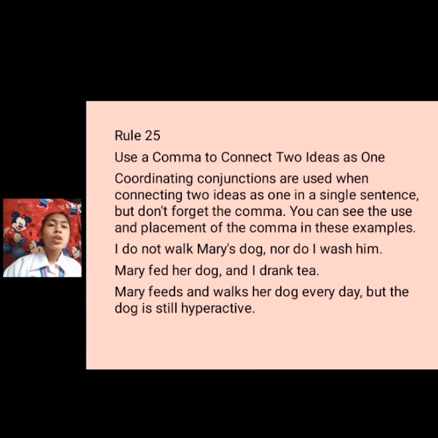Rule number 25. Use a comma to connect two ideas as one. Coordinating conjunctions are used when connecting two ideas as one in a single sentence. But don't forget the comma. You can see the placement of the comma in these examples. First is, I do not walk Mary's dog, nor do I wash him. Second example is, Mary fed her dog, and I drank tea. Third example is, Mary feeds and walks her dog every day, but the dog is still hyperactive.